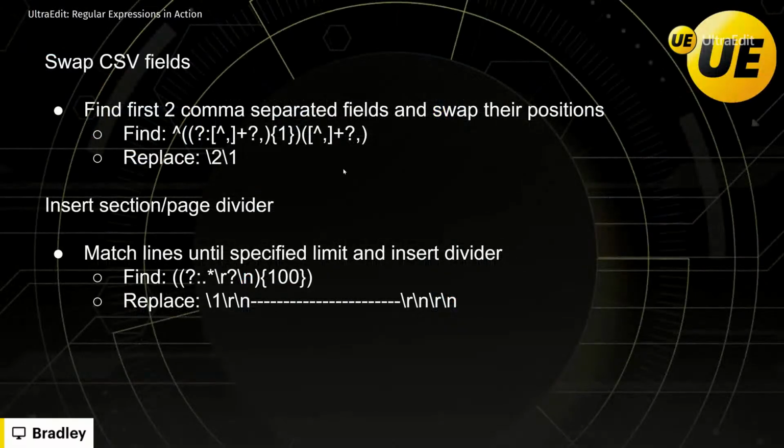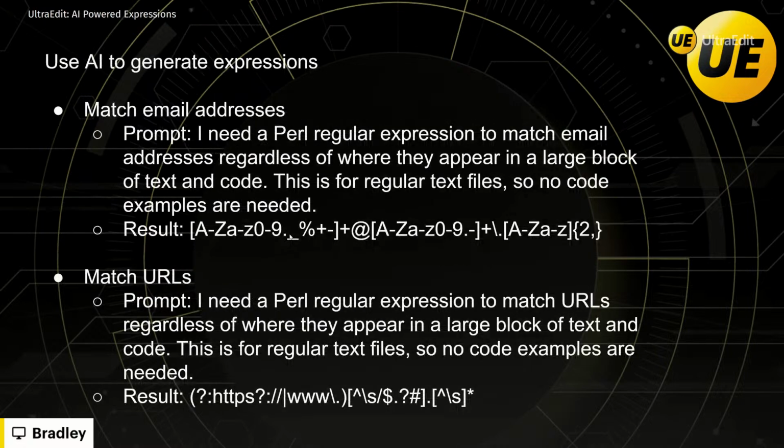Oh, there we go. So we covered the CSV swapping for the fields, and we covered inserting dividers for pages. So let's move on to, so many of you may not have much of a regular expression background. So it can be a lot. Like here's an example here, and you can see this regular expression that was generated. This was generated by an AI prompt, and we're going to actually go through this exercise because I have a demo to go through with this regular expression.